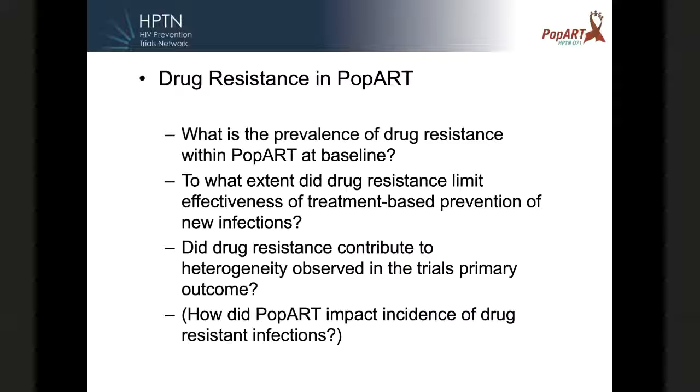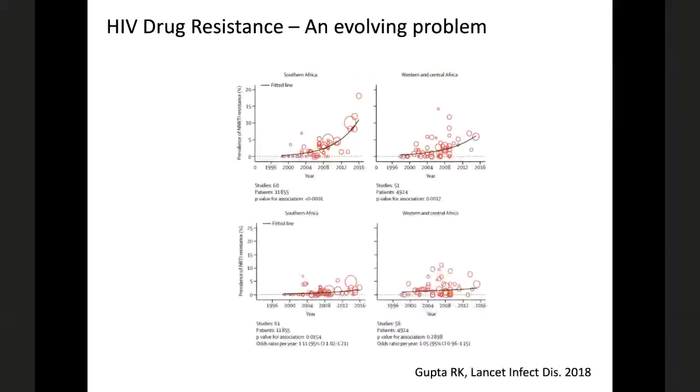And there are other questions that we won't be asking directly, but other groups in Popart will look at the other side of that equation, which is, how did Popart impact the levels of drug resistance in the communities that were enrolled. And of course, HIV is an evolving problem, and these are figures from Ravi's paper last year. This was a meta-analysis that confirmed the suspicions that drug resistance is an increasing problem, particularly in Africa.